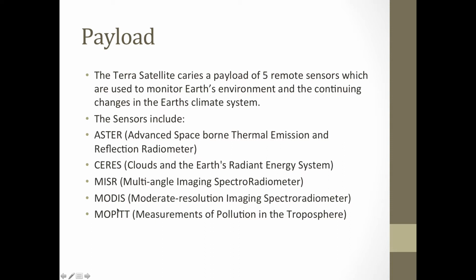The payload includes 5 sensors. These sensors monitor Earth's environment and the continuing changes in the Earth's climate system. The sensors include ASTER, CERES, MISR, MODIS, MOPITT. Each sensor is designed to measure different properties of Earth.